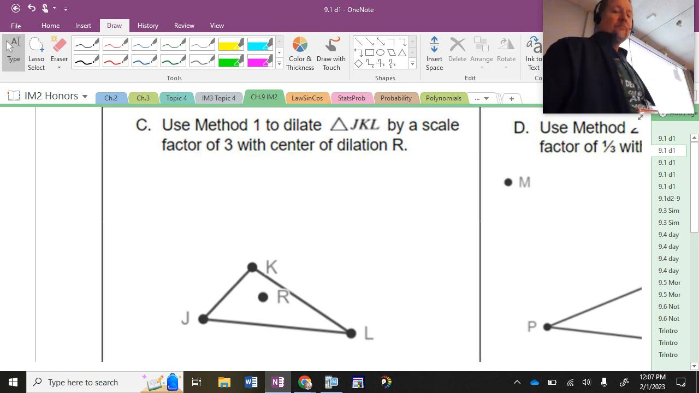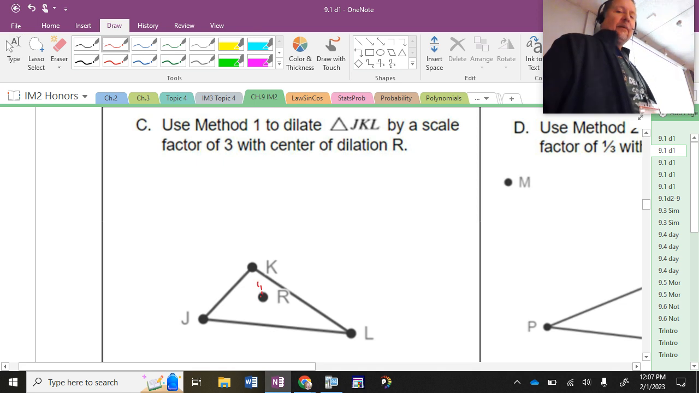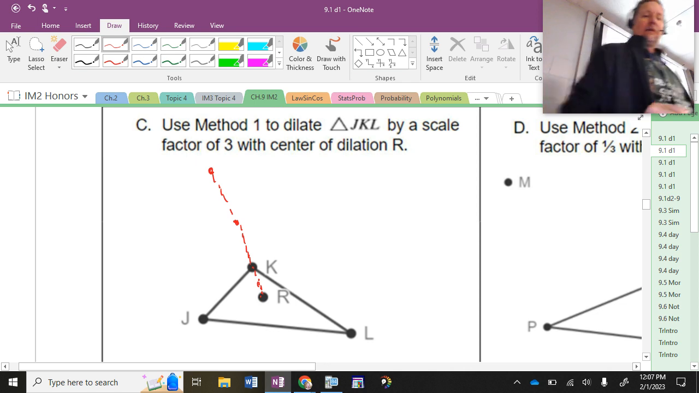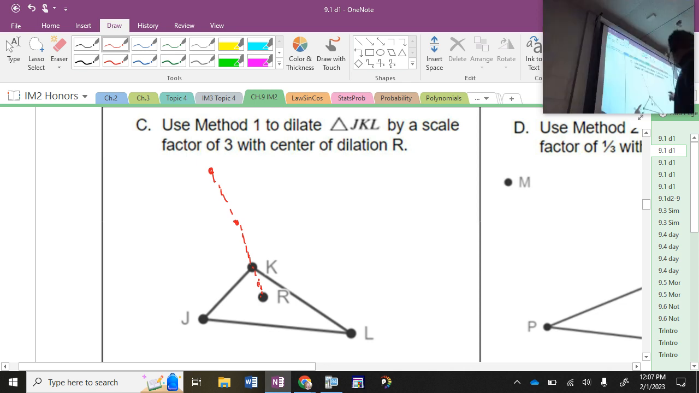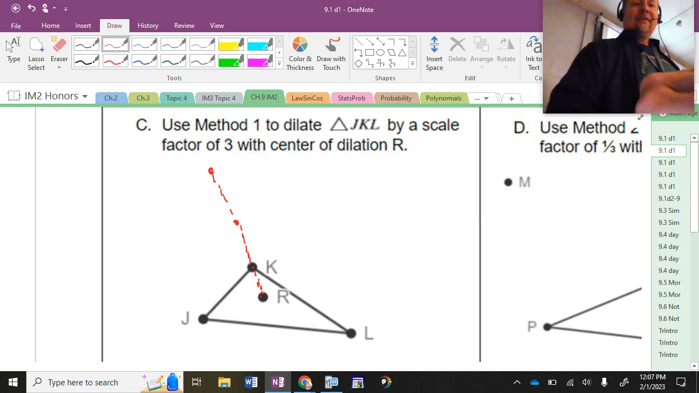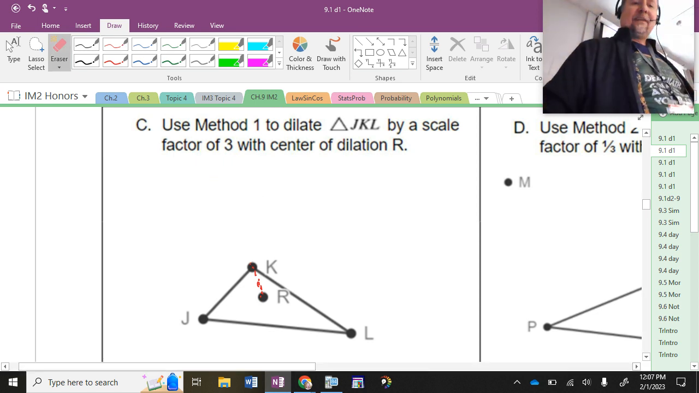But anyway, dilate by a scale factor of 3. I'm going to do a combination of both methods. 1, do another one, 2, 3. And then I'm going to double check. I kind of went crooked there. And I don't know if I like my distances. I might redo these. No way. I hate that first one. Hate it. He's using the word hate.